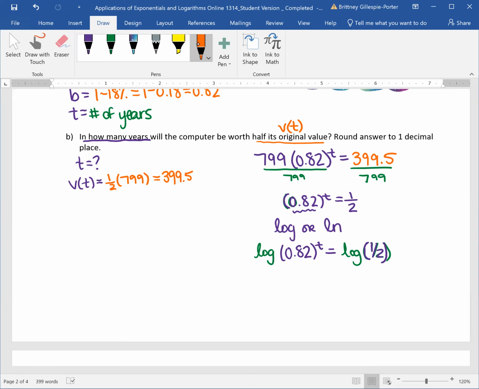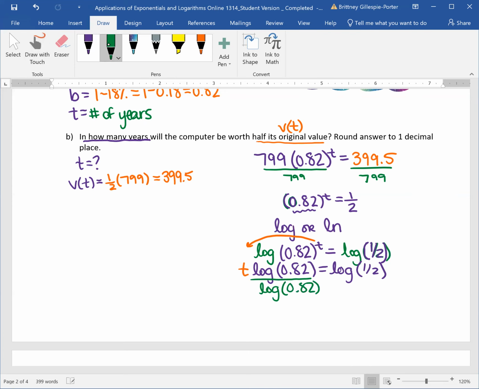Because we have log of both sides, log properties tell us that that exponent comes down front as a coefficient, meaning that we have t log of 0.82 equal to log of 1/2. We need to get t by itself. Remember that log is just a number. Log of a number is a number. So we're going to divide both sides by log of 0.82.